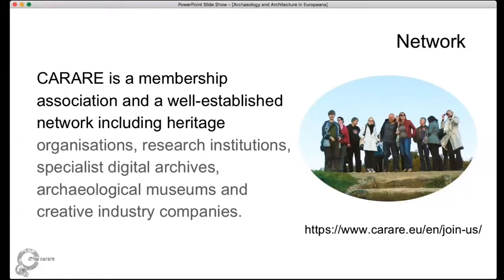Carrari is a membership association. It's a network of people as well as providing aggregation services. We have members in national and regional heritage organisations, university research groups, specialist digital archives, archaeological museums, as well as creative companies specialised in 3D digitisation of the archaeological and built heritage.